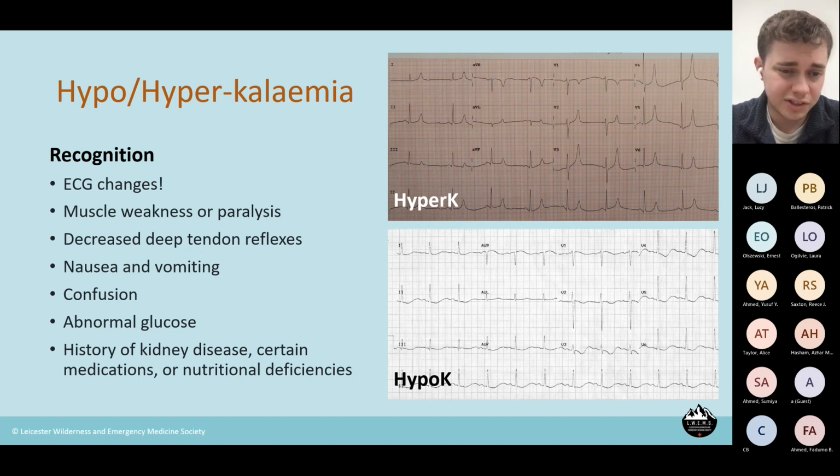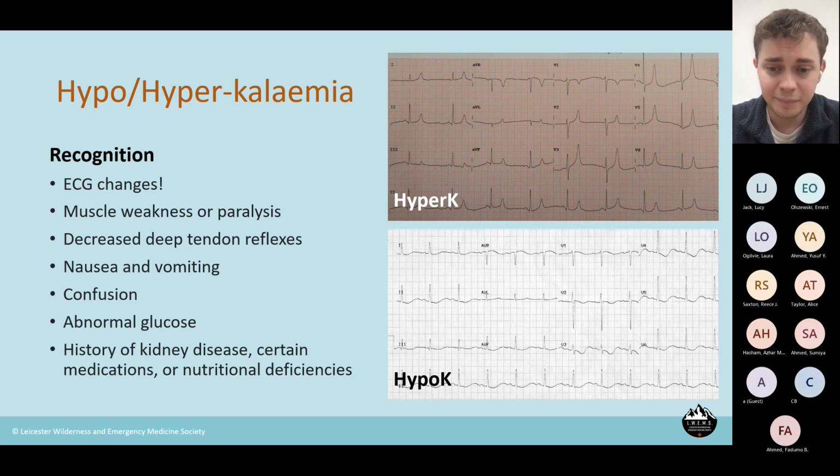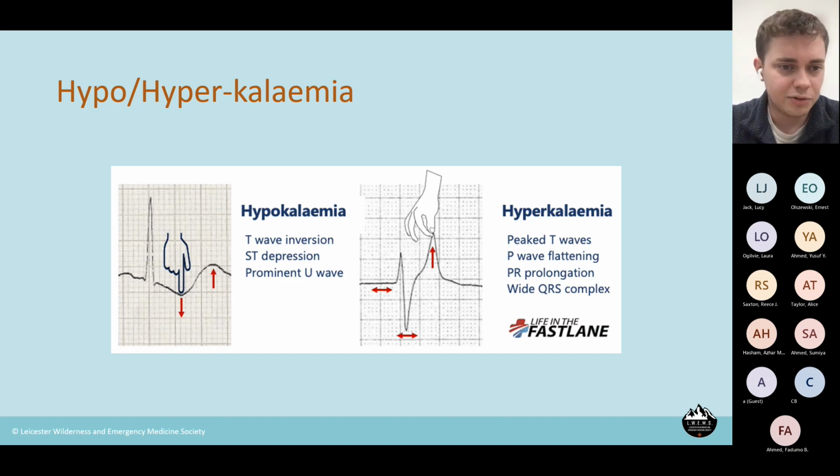And they're all suggestive of hypokalemia. A good way to remember it is by this push and pull analogy. In hypokalemia, you're pushing down, so you get T wave inversion, prominent U wave, and ST depression. And in hyperkalemia, you're pulling the T wave upwards, so you get peaked T wave. The P waves flatten out, and the QRS gets wider.